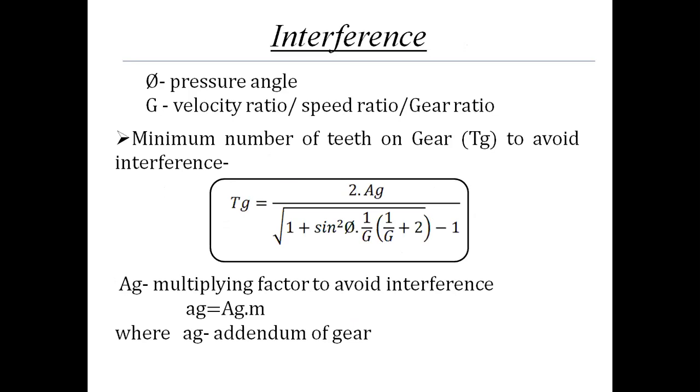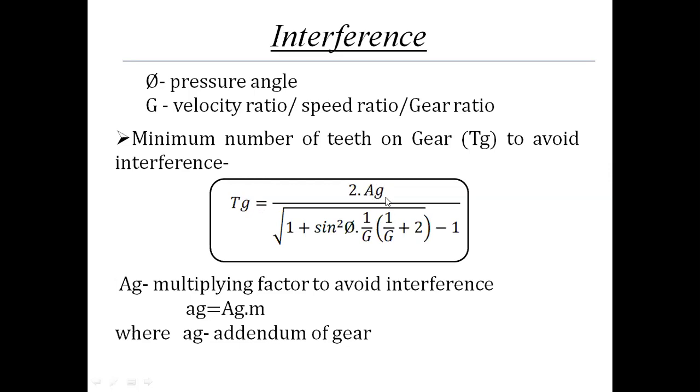Already in the previous session regarding terminology of spur gear, what is velocity ratio? It is the ratio of speed of driver to the speed of driven. Now the second one, minimum number of teeth on gear, TG, to avoid the interference, is equal to 2 into capital AG.